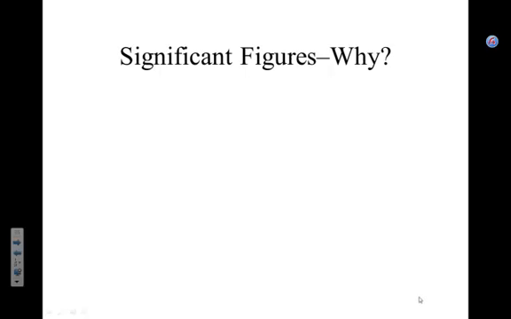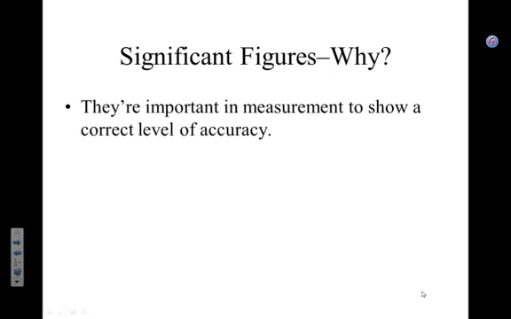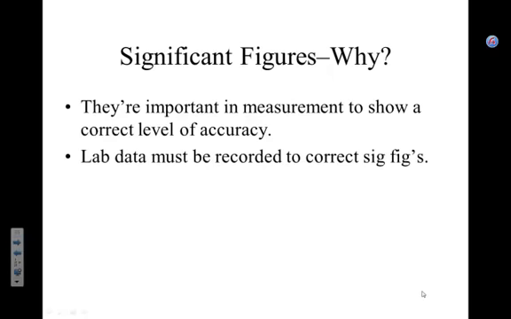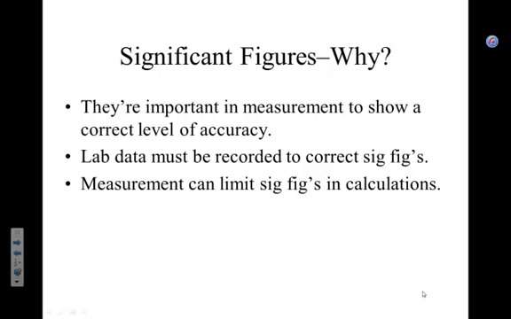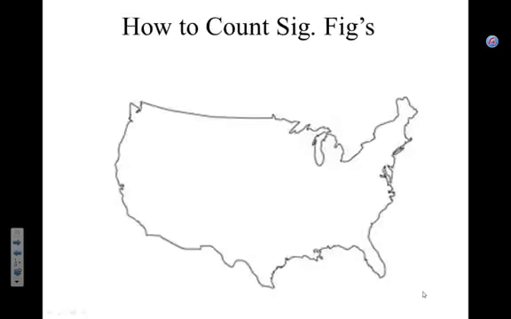Why significant figures? Well, we do a lot of measuring in science, and significant figures are a way to show how accurately we've made our measurements. We must record our lab data to the correct number of Sig Figs. And when we do calculations, the measurements can limit how many Sig Figs we can express in our answers. So to begin with here, we need to learn how to count significant figures to be able to round to the correct number of significant figures that we're going to use.